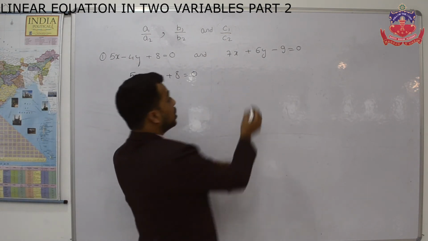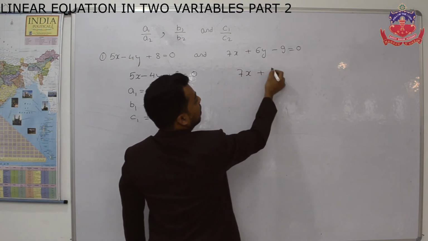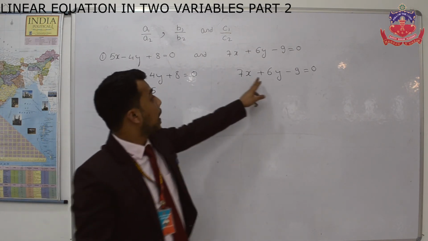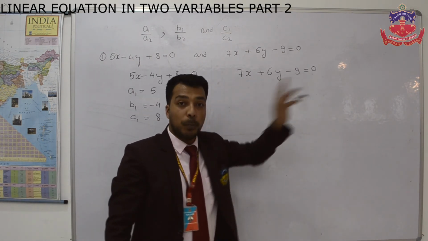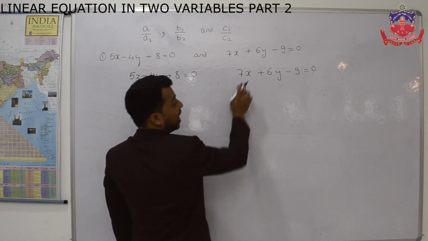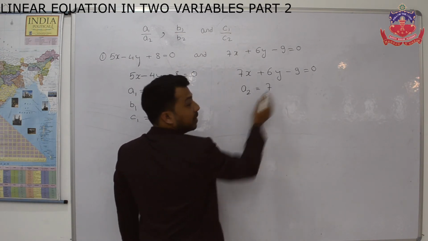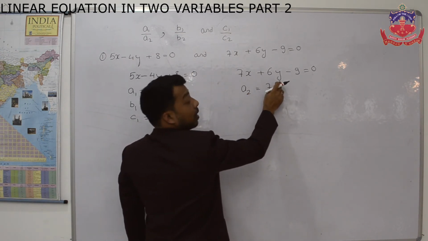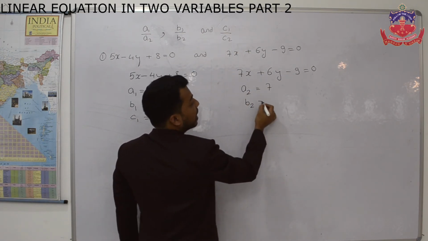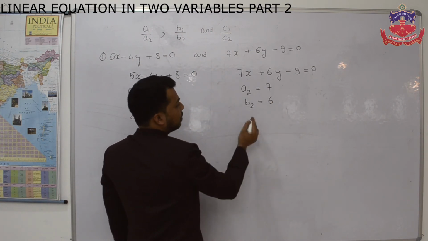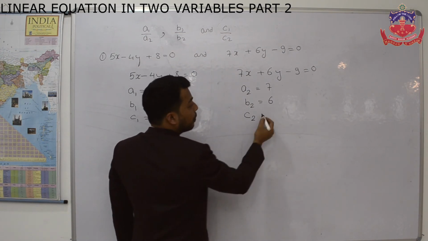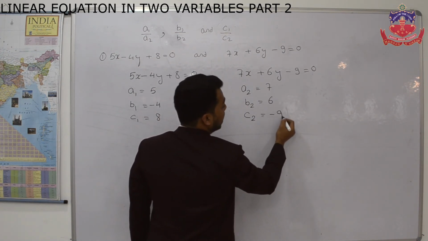You go for the second equation. First we write the second equation, 7x plus 6y minus 9 equals 0. The number multiplied with x is a. For the second equation, that means a2, which is 7. In front of y, the number is b; for the second equation, b2 is plus 6. No need to write the plus sign. The last one, the constant, is c. For the second equation, c2 has a minus sign, so you write minus 9.